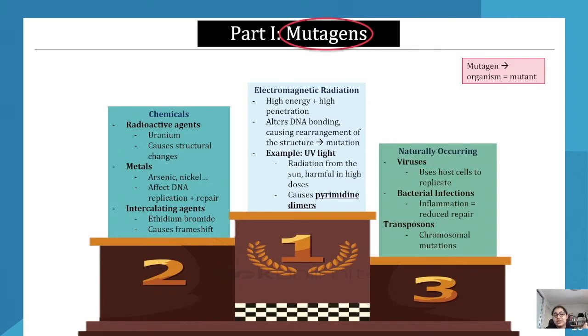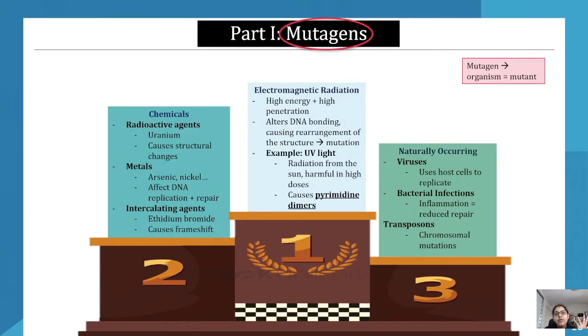There are also electromagnetic radiations. Those are the most prominent ones. They're high energy and they are highly penetrative. They alter DNA bonding, which causes the rearrangement of the structure, and now we know that because of the processes that are occurring in the DNA, they can have a huge impact on the genome, and as a result cause mutations.